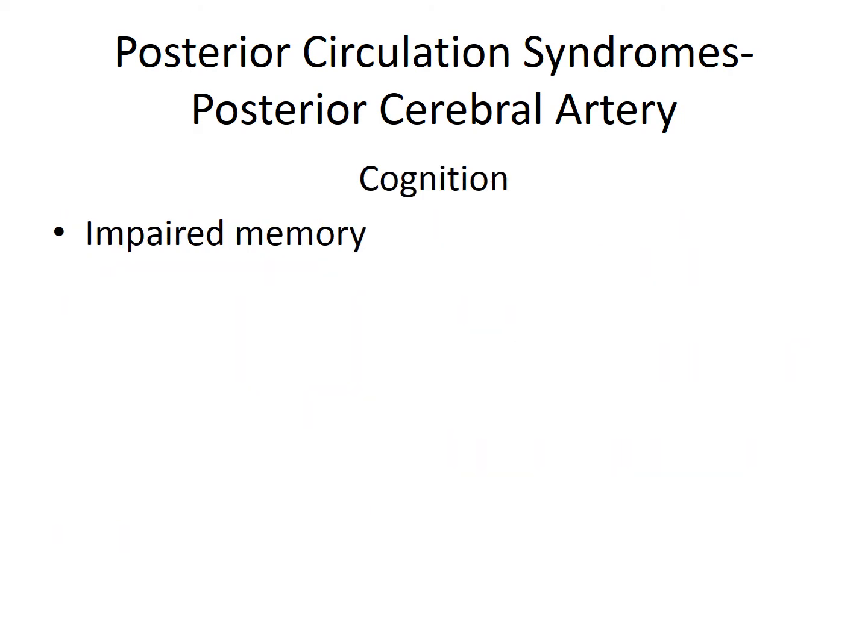We can also see cognitive deficits with the stroke in that posterior cerebral artery. Typically what we would see here is impaired memory. That could be both short-term or long-term memory.